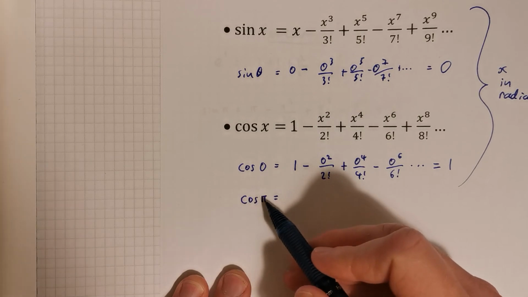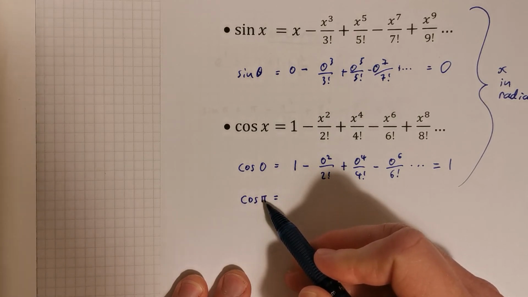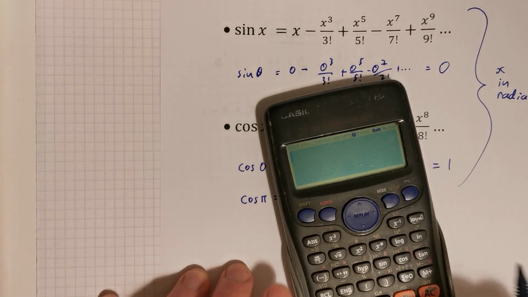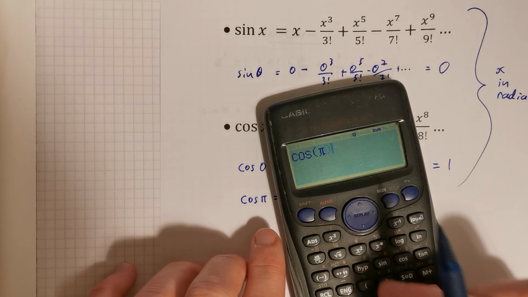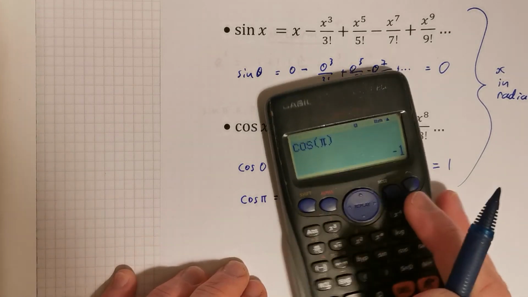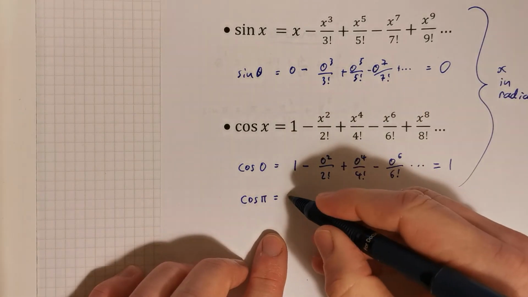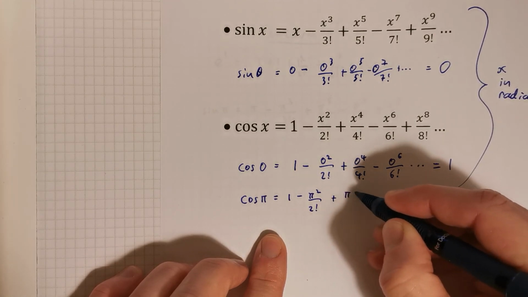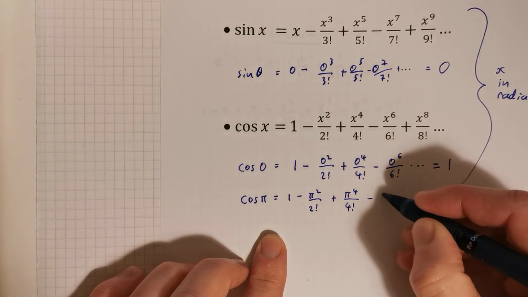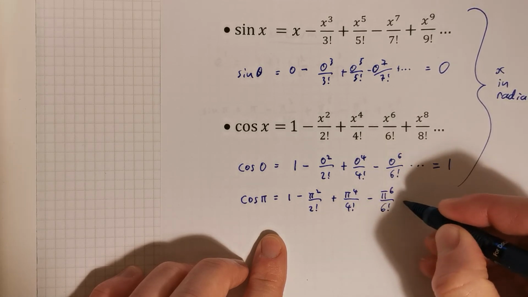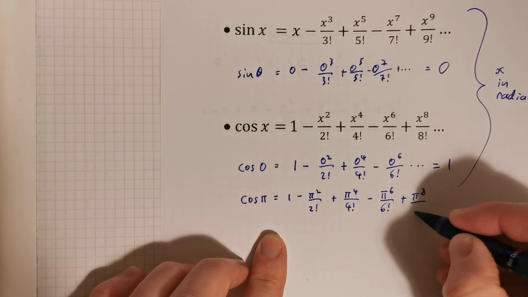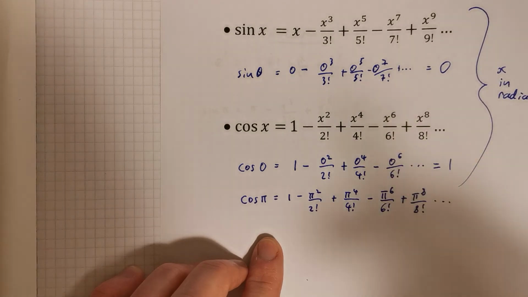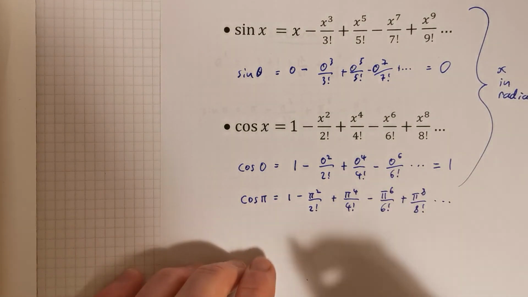So we know that cosine of pi from previous work is -1. So check it out. If you didn't know that, just type in cosine of pi into your calculator. Cosine of pi is -1. But use your series here. You would be saying 1 minus pi squared over 2 factorial plus pi to the power of 4 over 4 factorial minus pi to the power of 6 over 6 factorial plus pi to the power of 8 over 8 factorial. And as you go on through this series, you'll see you get closer and closer to -1, the actual value of cosine of pi.